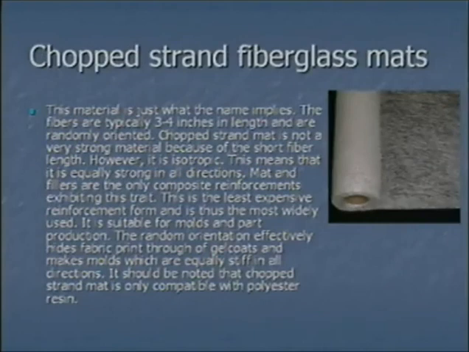The next one is chopped strand fiberglass. This is somewhat like felt that's made out of fiberglass. So it's just random orientation. The fibers go all over the place, and so it's strong in all directions. It comes in different thicknesses and wide widths or small widths. It's basically for all-around reinforcement. It's the cheapest type of fiberglass to buy, so as a result, it's quite readily available and used quite often.